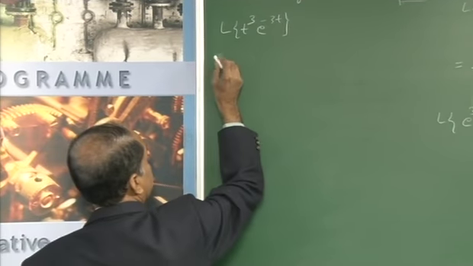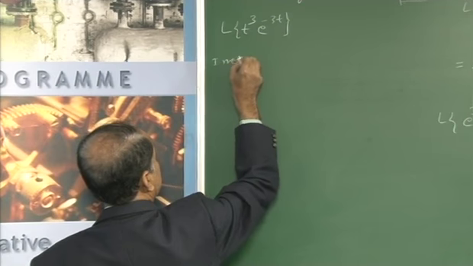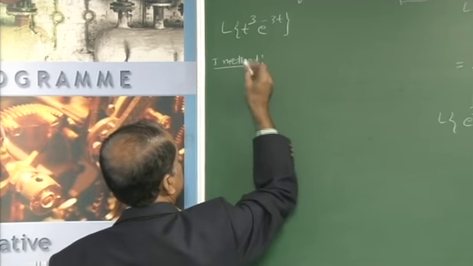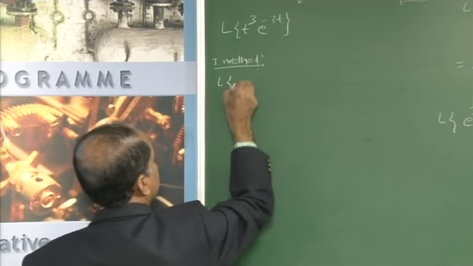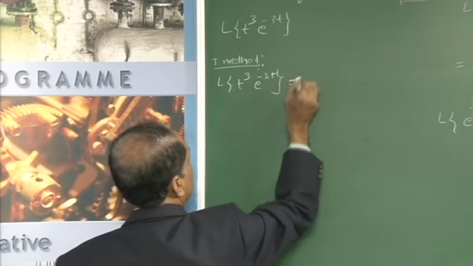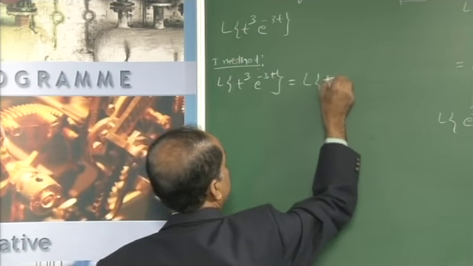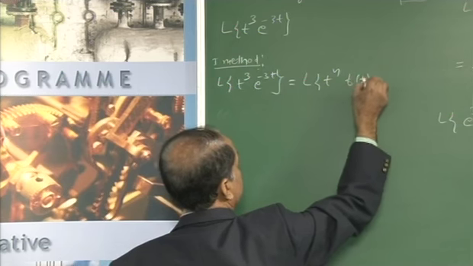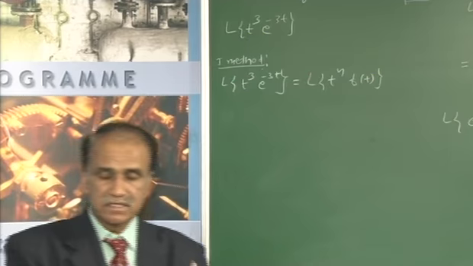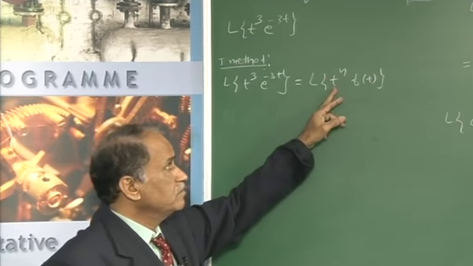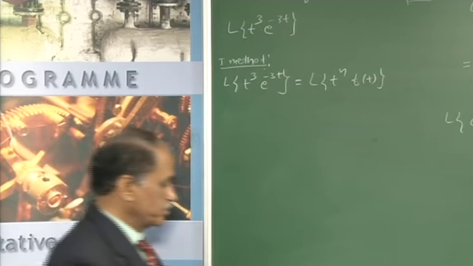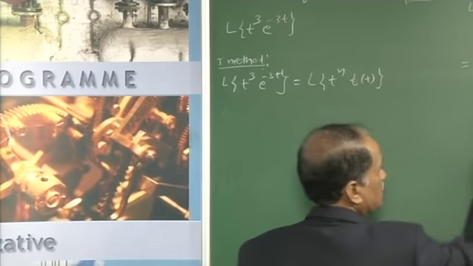First method, otherwise first procedure. First method as it is. Therefore L of t cube into e to the power minus 3t is equal to L of t to the power n and f of t. This is your formula, I mean comparison. The algebraic term is multiplied to the original function. The original function here is given as exponential. What does our standard formula say?